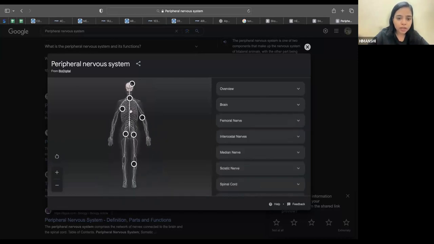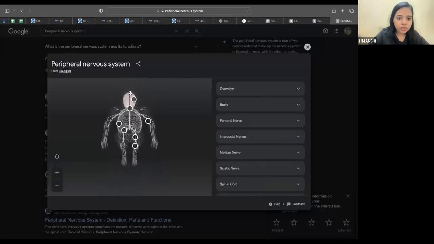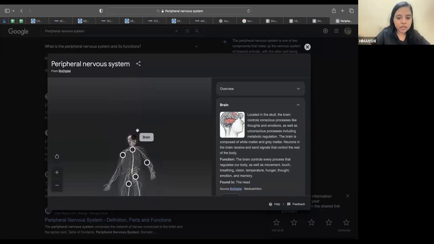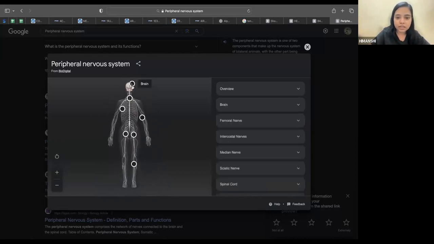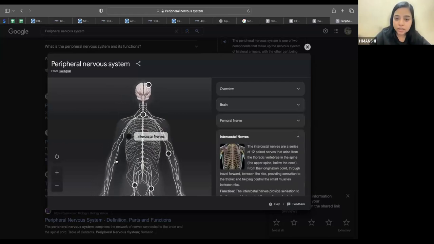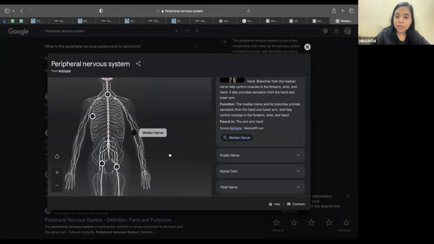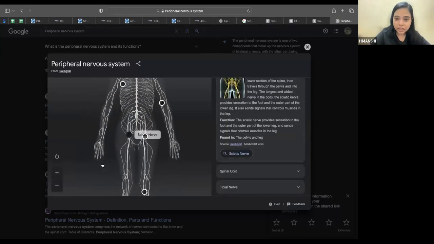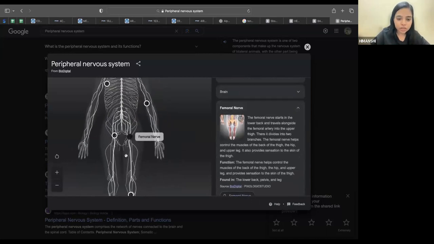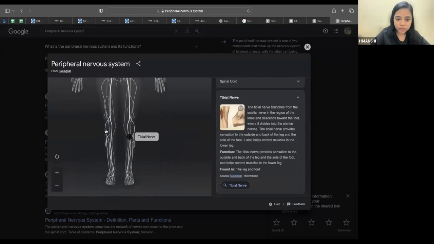So if we talk about the brain, you will get very concise information about the brain. So what are the things which are associated with the nervous system? We can see that this is the brain. This is the spinal cord. This is the intercostal nerve. This is the median nerve. This is the sciatic nerve. This is the femoral nerve. And this is the tibial nerve, right? So these are some common and major nerves which are present in the peripheral nervous system.